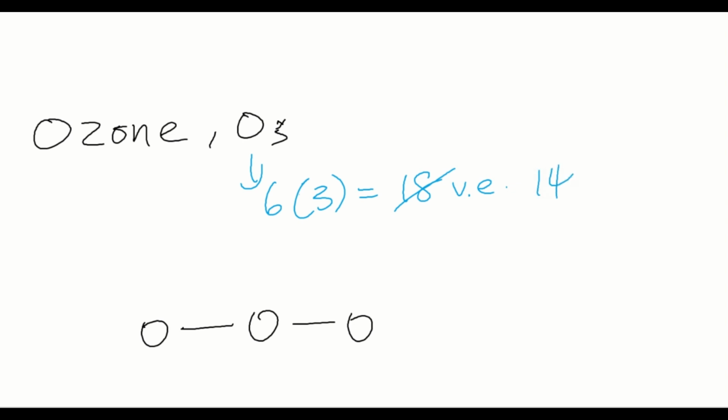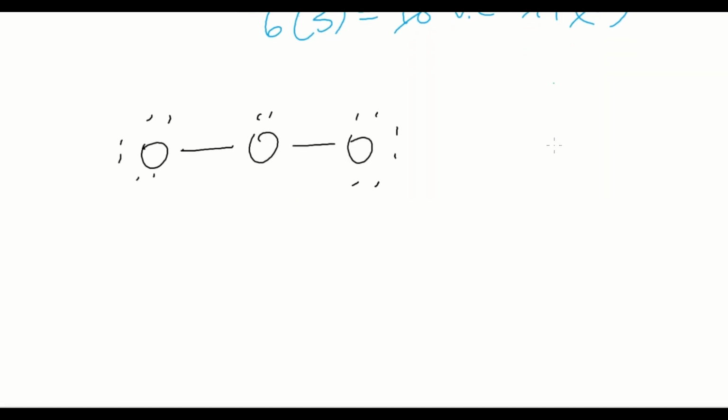Now we can give the terminal oxygens the octet by giving them 6 electrons each. That's going to eat up 12 more of our electrons. We're down to 2. The remaining 2 we can put on the central oxygen like that. And now we've used up all our valence electrons. Let's take a look. The octets on the terminal oxygens are good. They've achieved the octet.